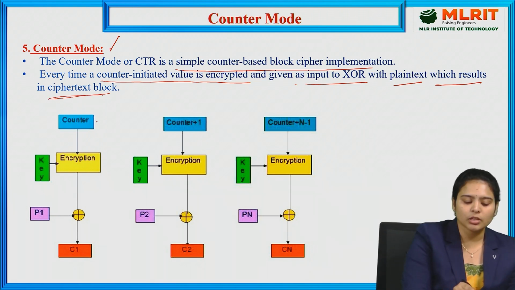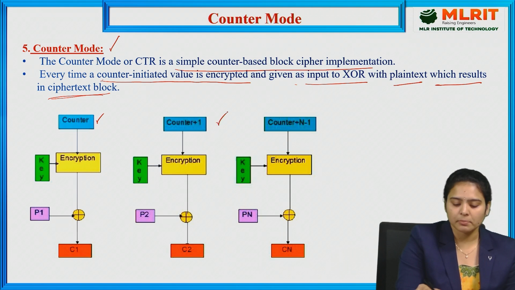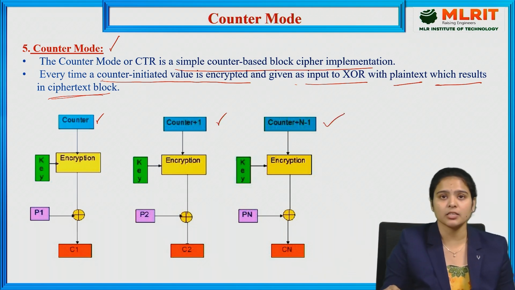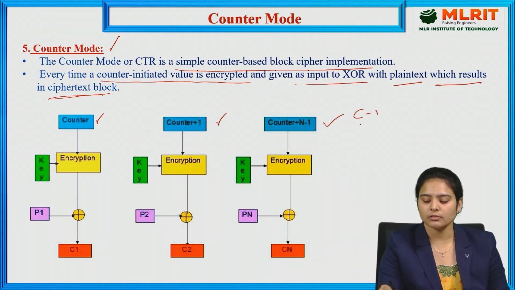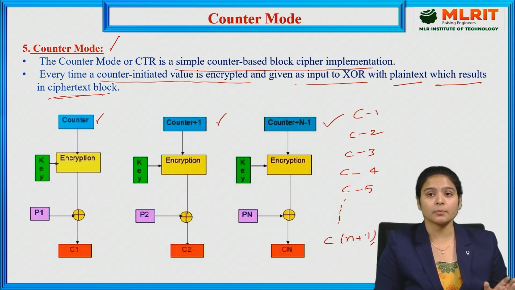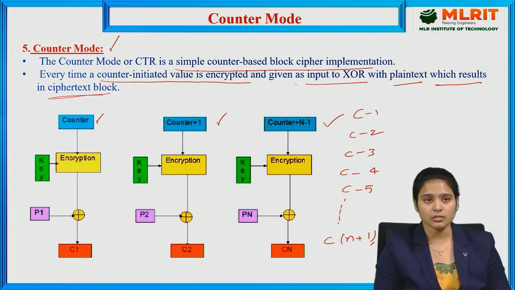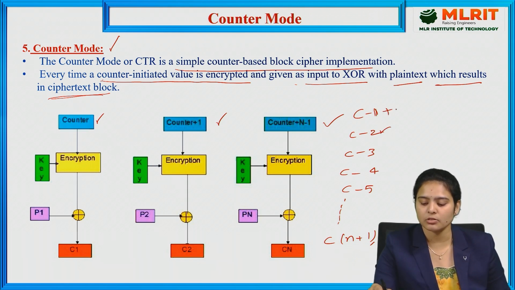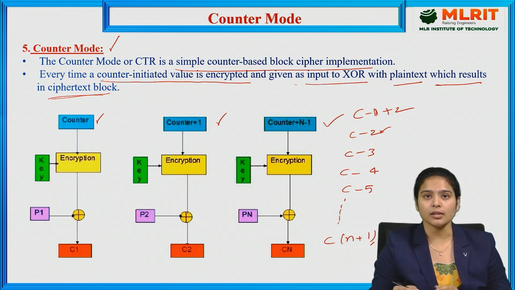See here, counter 1, counter plus 1 and counter plus n minus 1 means counter 1, counter 2, counter 3, counter 4, counter 5 and so on up to counter n minus 1. So we are going to do the process from 1 to n minus 1. Like that, we add to the process, meaning here counter 1 is there, then I add the next one, 1 plus 2. Like that, we need to add up to the last process.